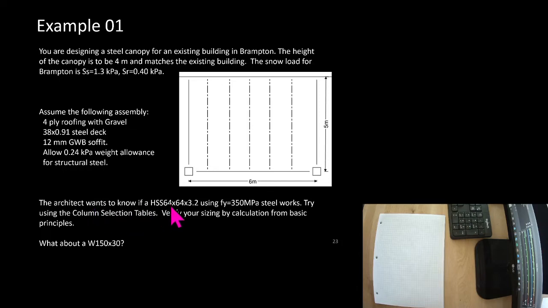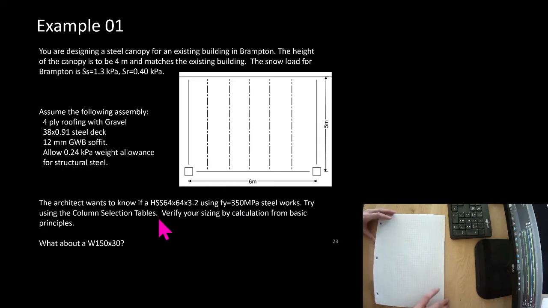Now, the architect wants to know if an HSS 64 by 64 by 3.2 using our normal 350 MPa steel works. They say we've been asked to look at the steel selection tables and then we want to verify it using basic principles. So everything we've just done. And then they also want to know, they have some questions, they haven't decided fully on their design intent. So they said, what about a W150 by 30 as well? Could we maybe take a look at that and see if that works? So we have 2 different members we need to check, an HSS and a W section. Remember, the W section would have 345 MPa steel instead.